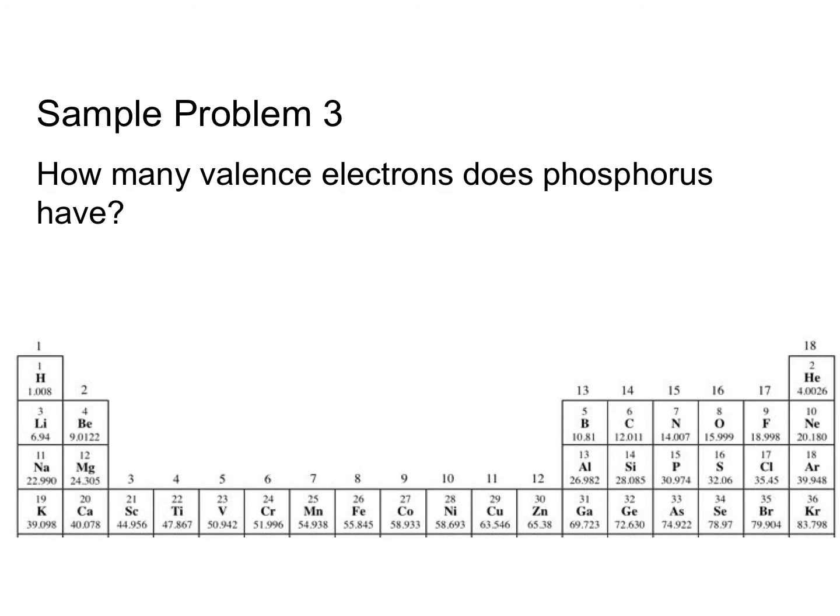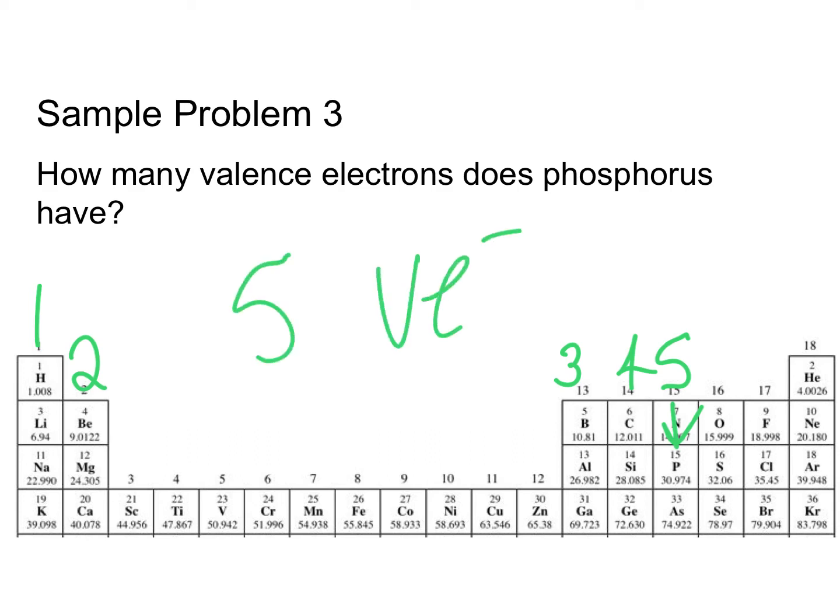Alright, now take a second and pause the video and go ahead and draw the Bohr diagram for phosphorus. Now go ahead and count and see how many valence electrons phosphorus has. We can double check it by counting 1, 2, 3, 4, 5. Phosphorus is in our 5th family in the periodic table, so it should have 5 valence electrons.